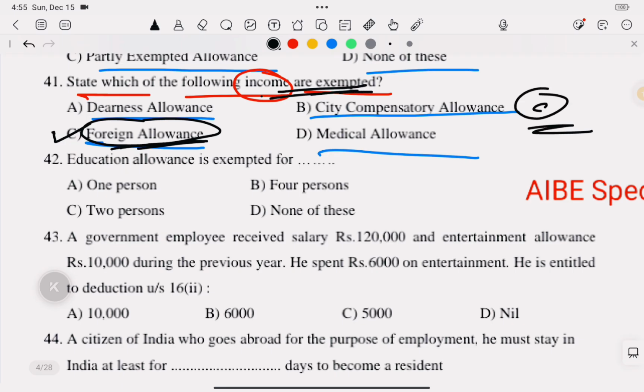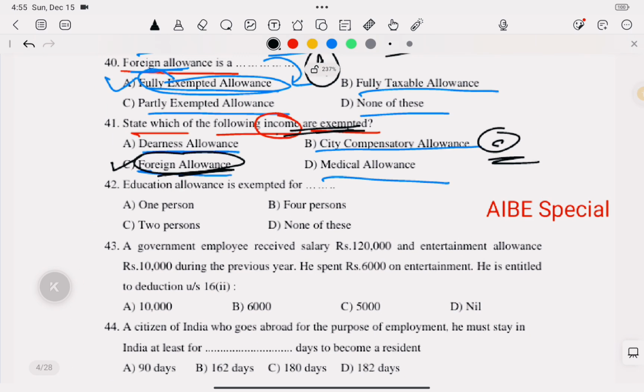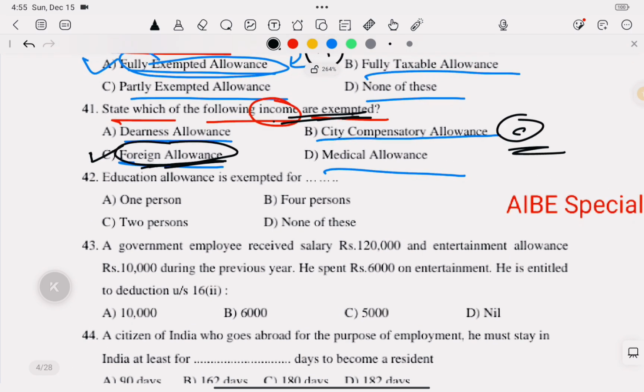Okay, so now moving to next question. The next question is, education allowance is exempted for which of the following? Let's see the options. Options are 1%, 4%, 2% and none of the above. So in this case the correct option would be option C, that means 2%.